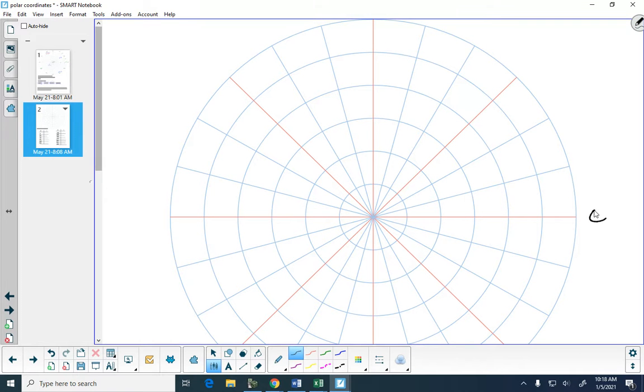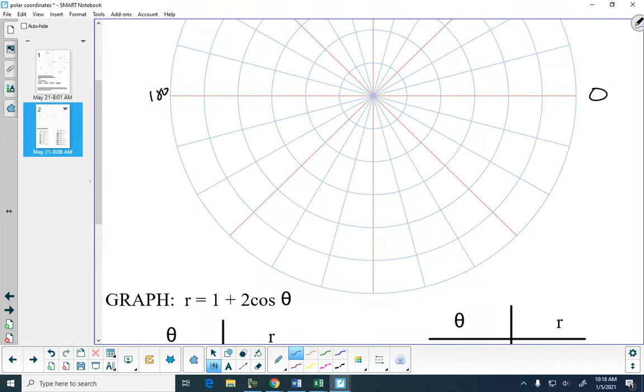Let's label our numbers. We have 0, 30, 60, 90, 120, 150, 180, 210, 240, 270, 300, and 330. This would take me back to 360. I'm going to still label every other circle. So this would be 1 unit, this would be 2 units, and this would be 3 units.